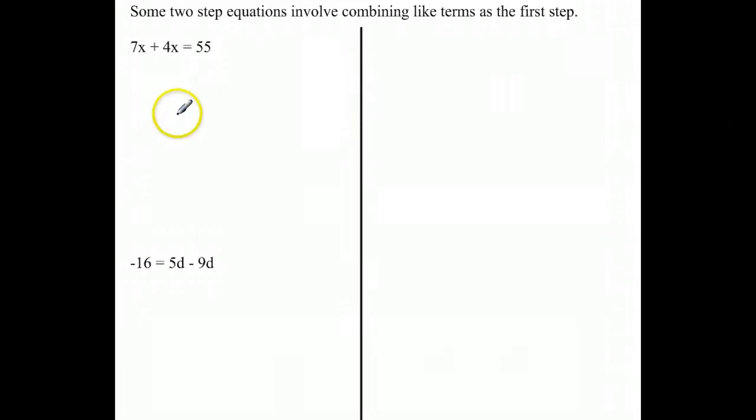The next type of two-step equation we're going to look at has the first step of combining like terms. If I have two terms with identical variable parts, then I can add their coefficients. 7x and 4x are like terms, so I'm going to add their coefficients together. They're both positive, and I'm adding. I'm going to get 11x equals 55. Now I have a one-step equation. I'm going to divide both sides by 11 because division is the inverse of multiplying by 11. So x will be 5. I'm going to put my answer in solution set.